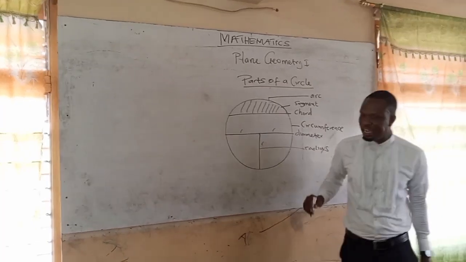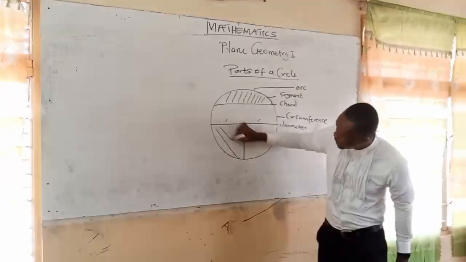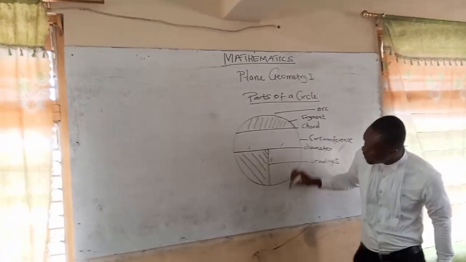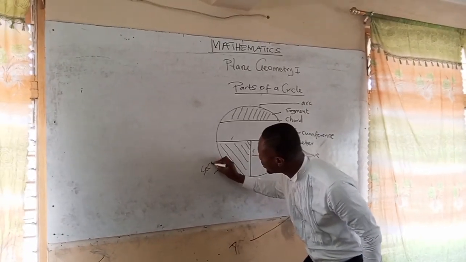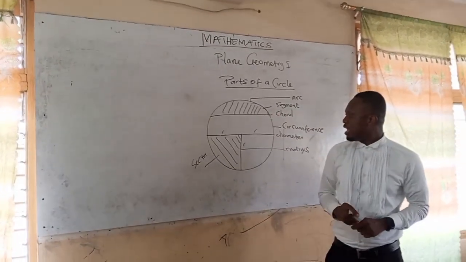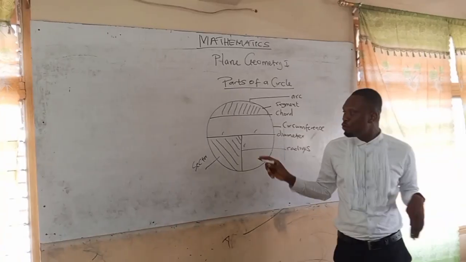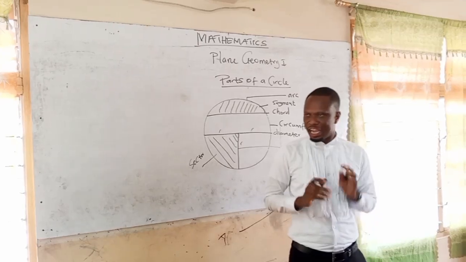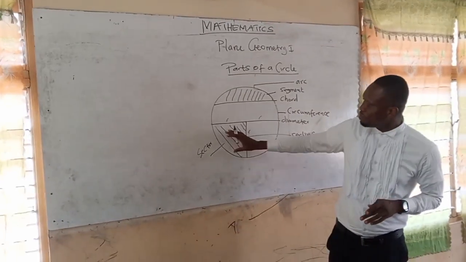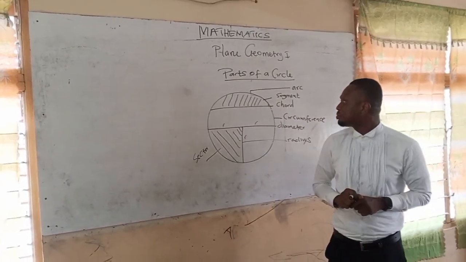Now, if I shade this portion, that portion becomes a sector. So, a sector is when two radii are bounded by an arc. So that shaded region becomes a sector.